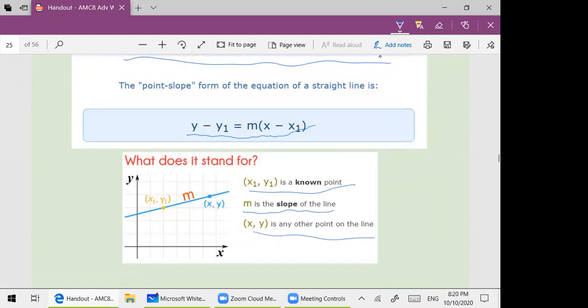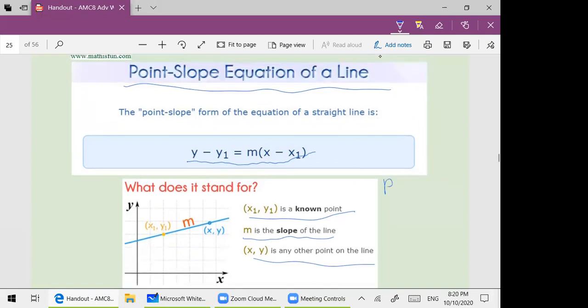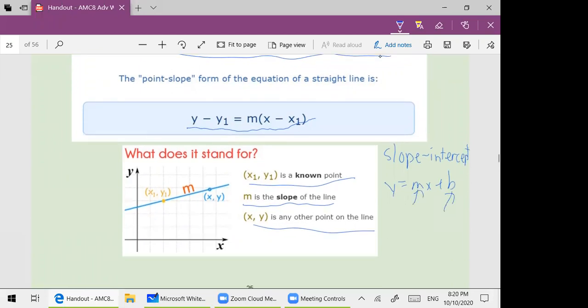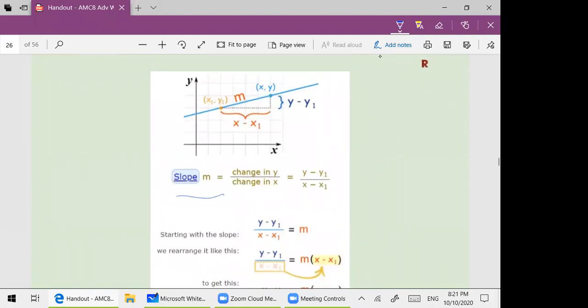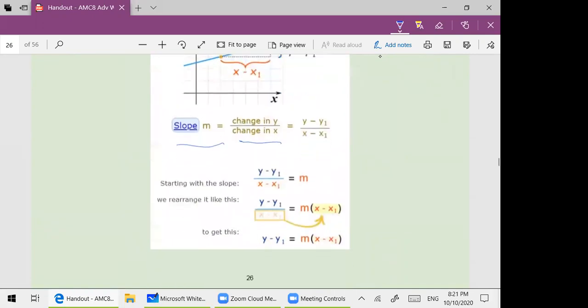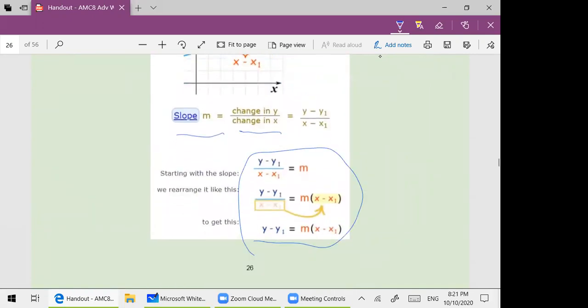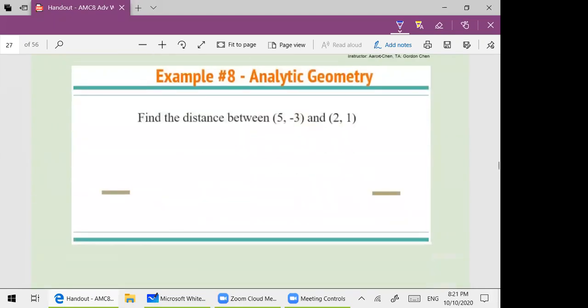This is a generalized form of slope intercept form, which is y equals mx plus b, where m is the slope and b is the point on the y-axis in which the line touches it. So the slope is defined as the change in y over the change in x. And here's how you derive slope in point slope form. Now, here's your first problem.